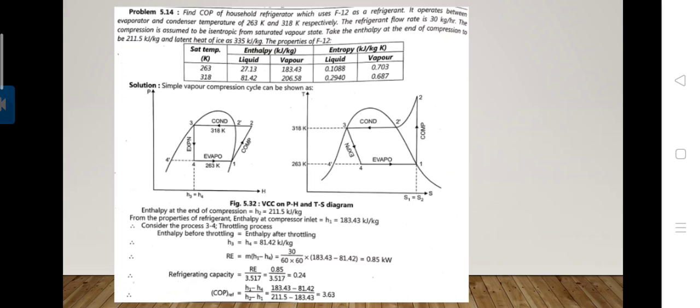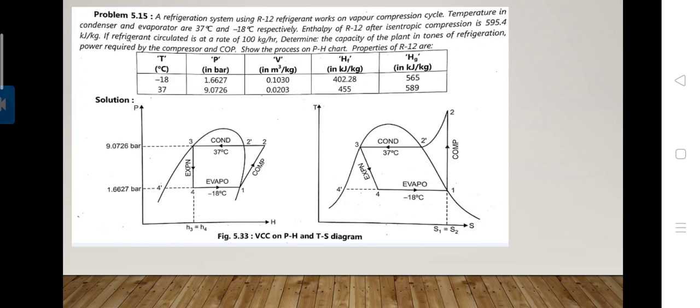Next we have to calculate the refrigerating capacity, that is RE divided by 3.517, which is for 1 ton of refrigeration. So the refrigerating effect just calculated, 0.85, divided by 3.517 for 1 ton of refrigeration, gives the refrigerating capacity equal to 0.24. Next is the COP of the refrigerant, which we calculate using the formula (H1 minus H4) divided by (H2 minus H1). By putting in the values of H1, H2 and H4, we get the COP of the refrigerant equal to 3.63. Okay, now we see the next problem.